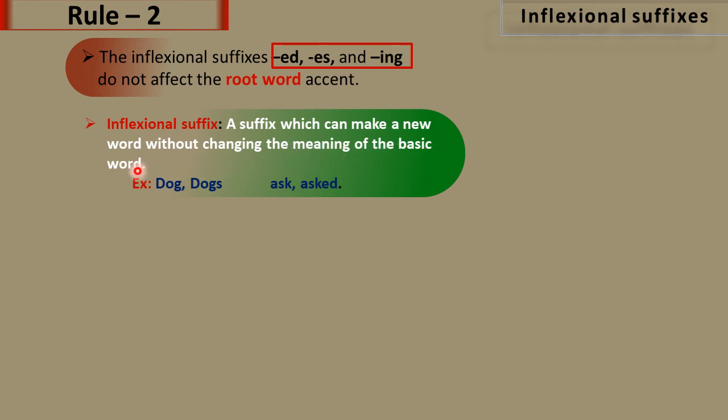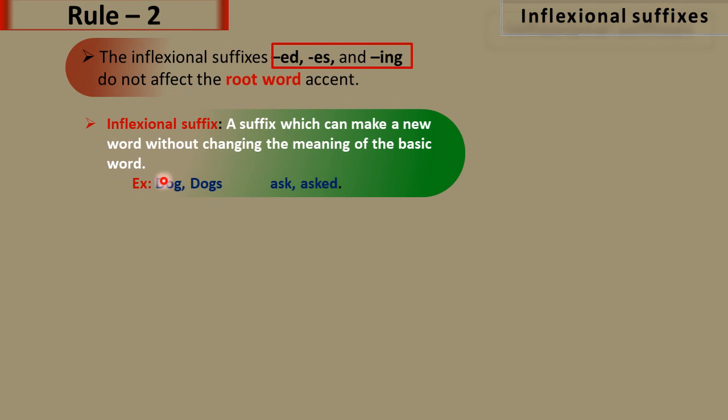Do you remember? A suffix is also a group of letters or a word that can make a new word. Here also an inflectional suffix is a suffix which can make a new word, but a suffix can also change the meaning of the root word or the basic word. But this inflectional suffix cannot change the meaning of the root word. Let us see some examples.